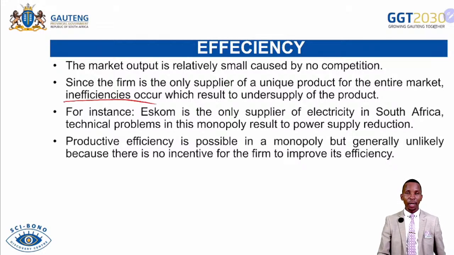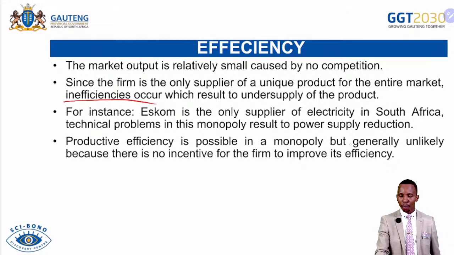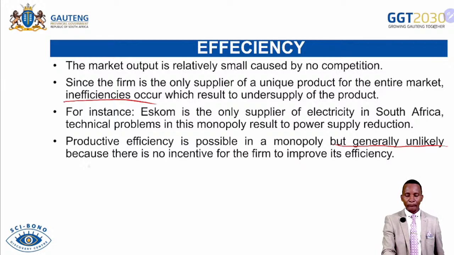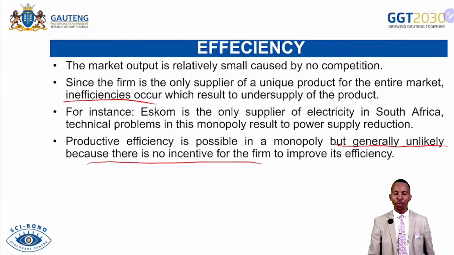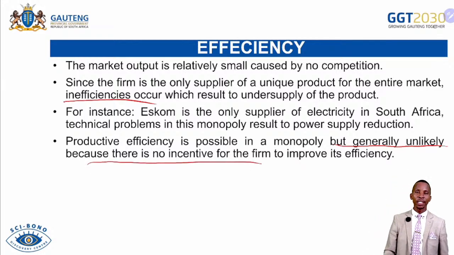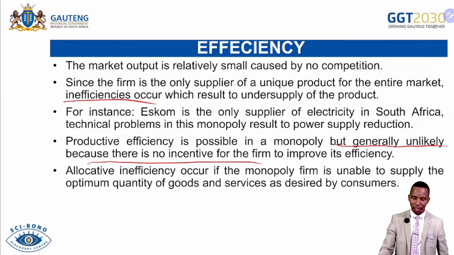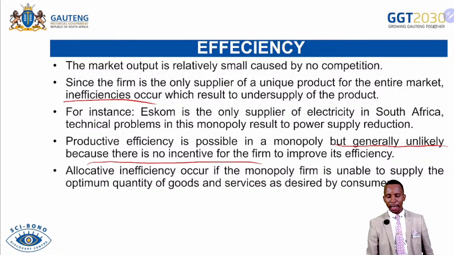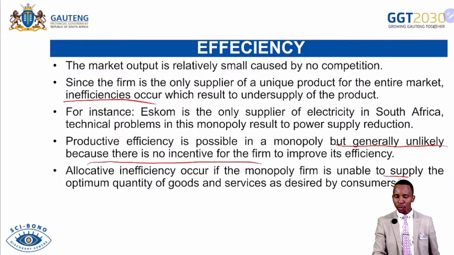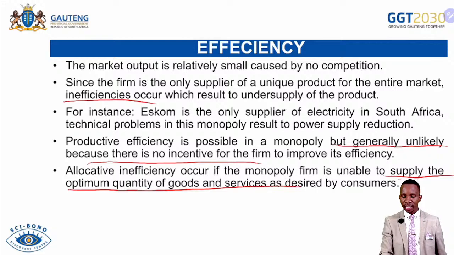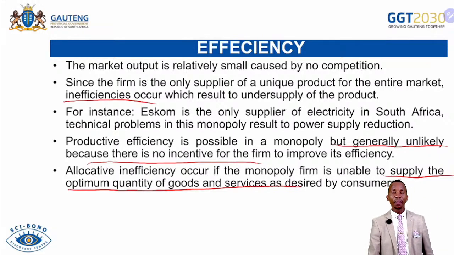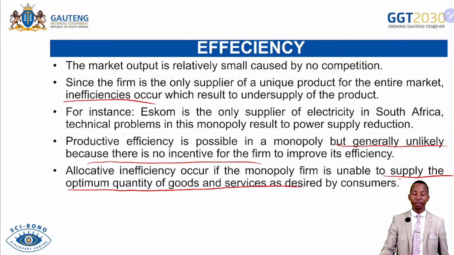Productive inefficiency is possible in a monopoly, but generally unlikely, because there is no incentive for the firm to improve its efficiency since it is the only supplier without any competition. And then allocative inefficiencies occur in the monopoly firm. If the monopoly firm is unable to supply the optimum quantity that is demanded by consumers within the market, then allocative inefficiency will prevail there.